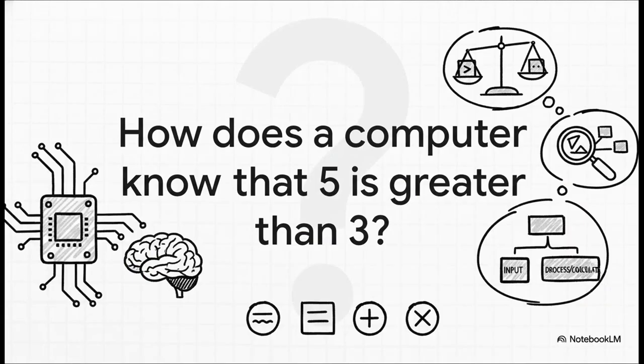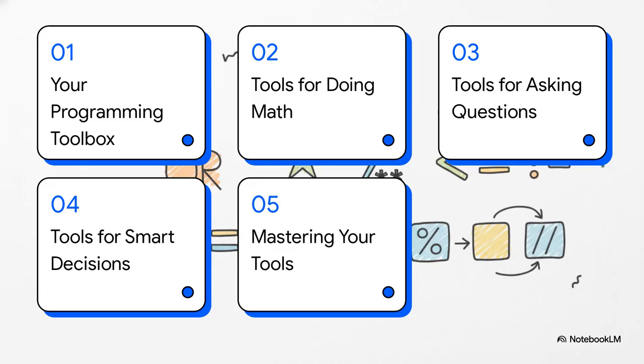I mean, to you and me, that's totally obvious, right? But think about it for a second. How does a machine, just a bunch of circuits and wires, actually know that? It's not magic, I promise. The answer is in a special set of tools that lets it compare, calculate, and ultimately make decisions. So, let's build our programming toolbox together.